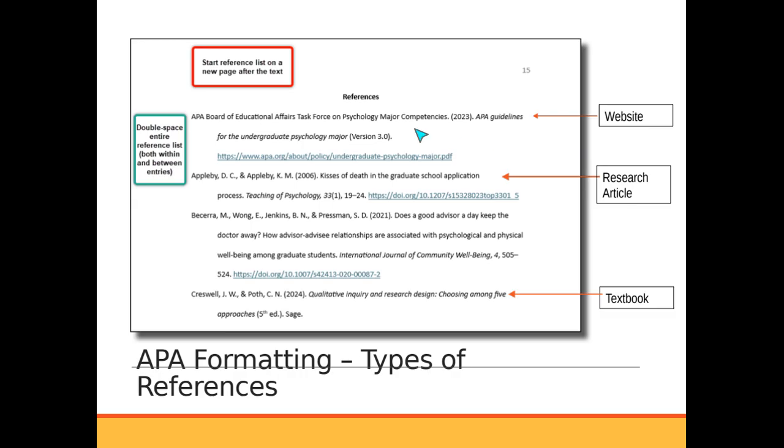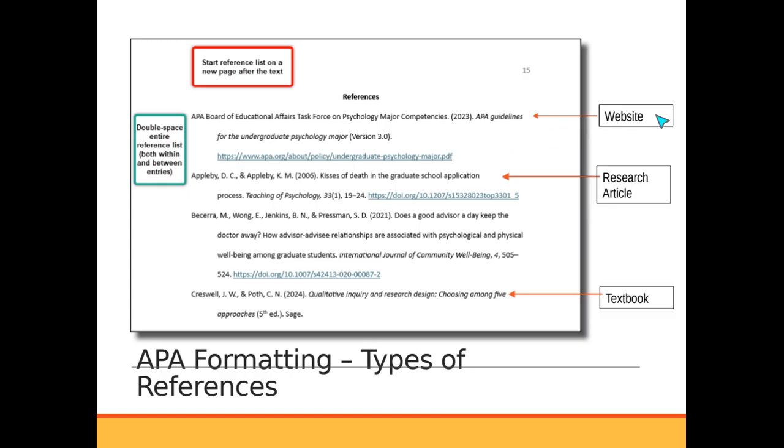The other thing I want you to clue in on is that everything is double spaced in your references, but there's not a quadruple space between each reference. It just continues on double spacing. I hope you can see that. And then there are specific rules on what gets italicized for different references.